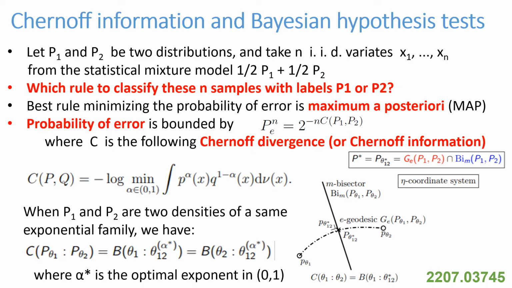When P1 and P2 belong to the same exponential family, we can show that the Chernoff exponent alpha star, which characterizes the Chernoff information, is the intersection of an M-bisector with an E-geodesic, and that this intersection is unique. Thus, although it may not be computationally tractable to compute the Chernoff divergence, or the Chernoff information, we can always geometrically and exactly characterize this Chernoff information distribution.